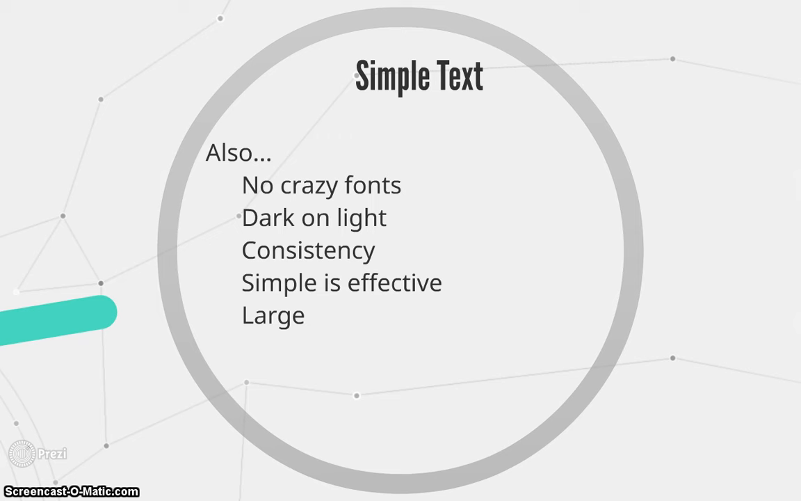Use dark on light as much as possible. There are studies that show that light on dark is more effective for students with dyslexia, but as a general rule, dark on light is how you want to make effective PowerPoints. Consistency, so the way that you style your lists, if they're on the left or the right or whatever they look like, the bullet point style, that needs to be the same. Simple is very effective, and you also want to make sure your text is large enough for your students to read from a distance.